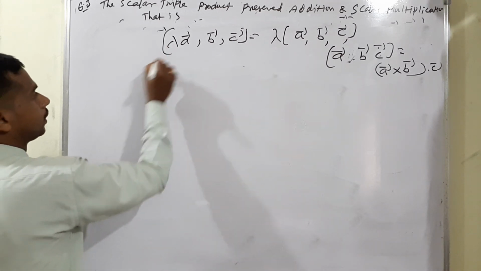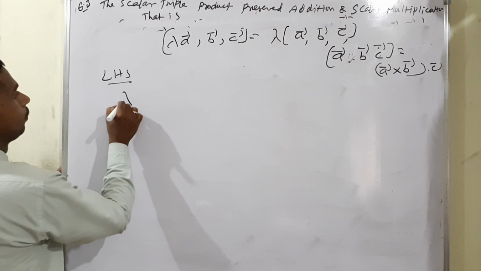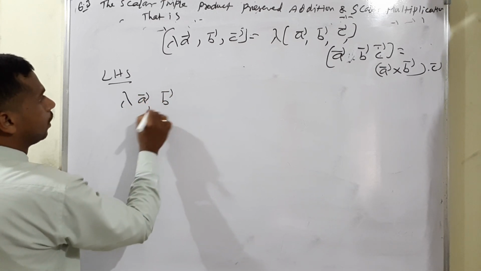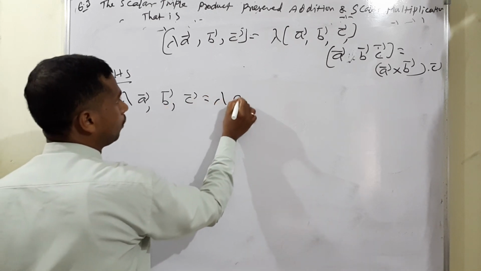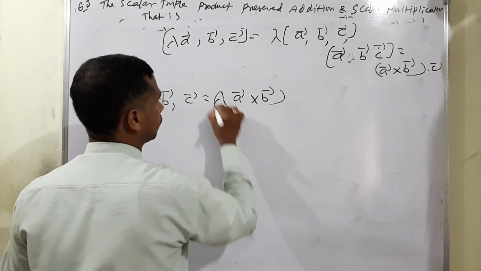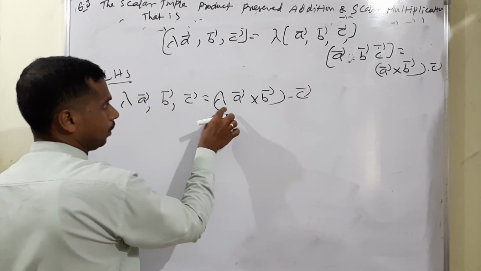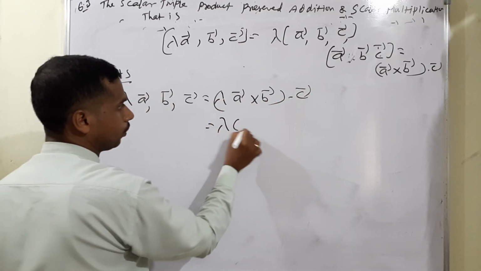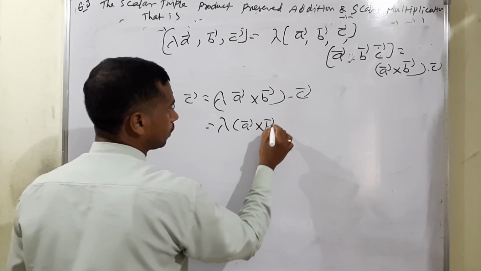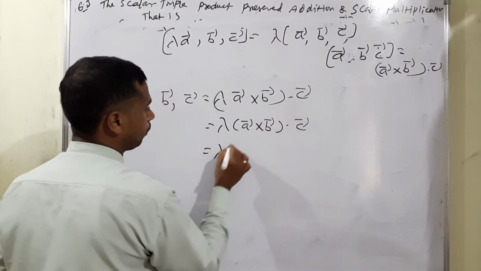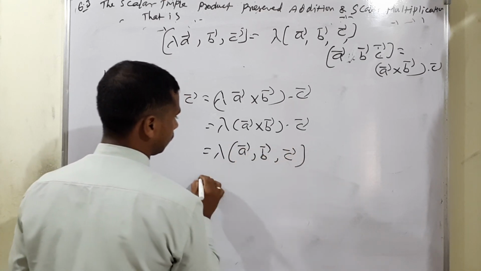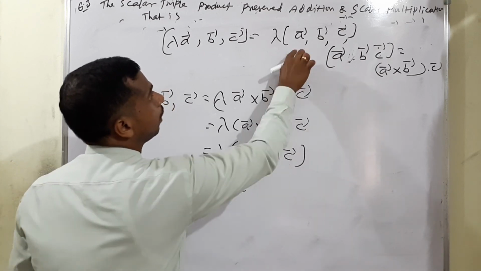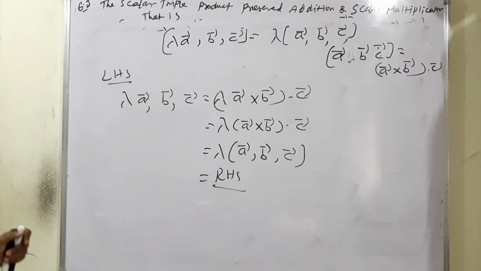So I will consider the LHS. What is the term of LHS? Lambda A vector, B vector, C vector is equal to, this is considered for A, lambda A vector cross B vector dot C vector. According to the condition, lambda taken common outside means A vector cross B vector dot C vector. Therefore, lambda outside, we can write now A vector, B vector, C vector. This is our RHS, isn't it? Lambda into A vector, B vector, C vector.